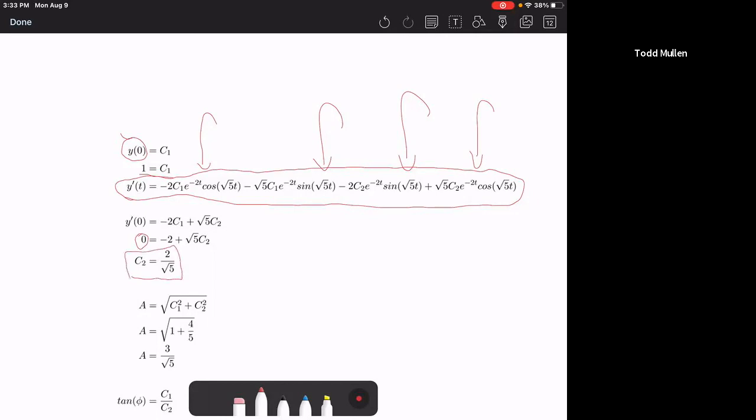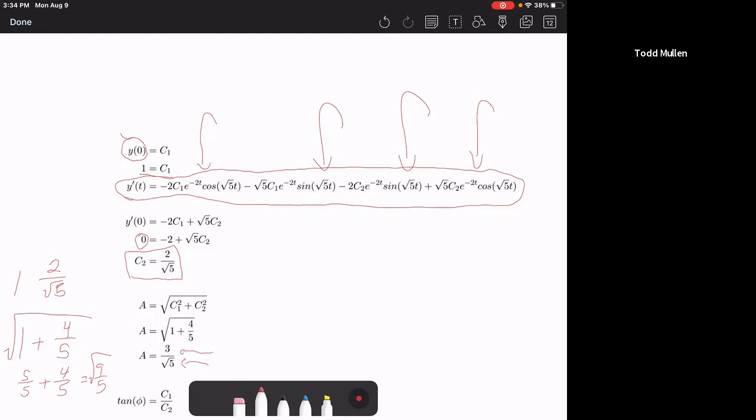Now A is equal to the square root of c1 squared plus c2 squared. So c1 is 1, c2 is 2 over root 5. So when we square those two values, we get 1 plus 4 over 5. Take that square root. Well, 1 is the same as 5 over 5. So 5 over 5 plus 4 over 5 is 9 over 5. Take the square root of that. The square root of 9 is just 3, and the square root of 5 will stay as the square root of 5. So that's our A value.